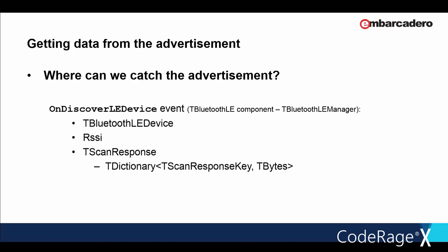Since we could have different TScanResponse objects every time we get an advertisement from a device, for instance, one for the advertised data and another for the scan response, we have implemented a new property for the Bluetooth LE device object, where we are going to gather all the information that arrives in different advertised events, and that allows us to recover that information in an easier way.